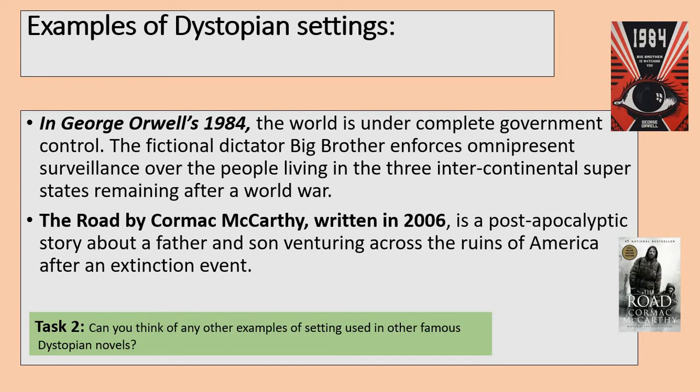The other one, in the novel The Road by Cormac McCarthy, that's post-apocalyptic, and it's about a father and a son who are venturing across the ruins of America after an extinction event. So there's not many people left. So you can imagine the world that they're in is pretty dystopian. So can you think of any other examples of settings used in other famous dystopian novels or films? So if you could take 5 minutes to have a think, maybe 10 minutes, again make some notes and then come back to the video.